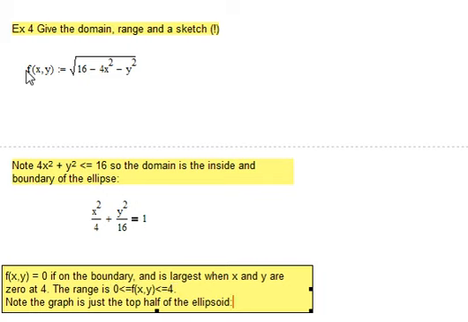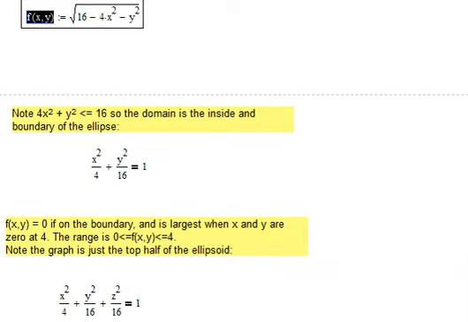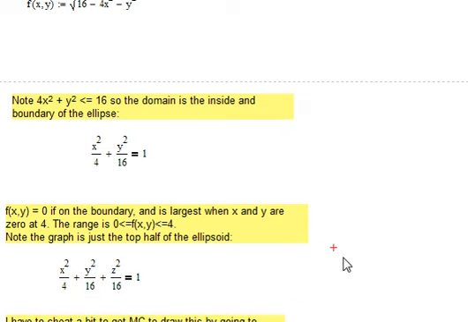By the way, if you make z equal to the square root of 16 minus 4x squared minus y squared and square both sides, you get z squared equals 16 minus 4x squared minus y squared, or 4x squared plus y squared plus z squared equals 16. And so you get this ellipsoid if you divide both sides of that by 16. Recall that's one of the quadric surfaces. The x-axis intercepts are at plus or minus 2, y-axis intercepts are at plus or minus 4, z-axis intercepts are also at plus or minus 4.